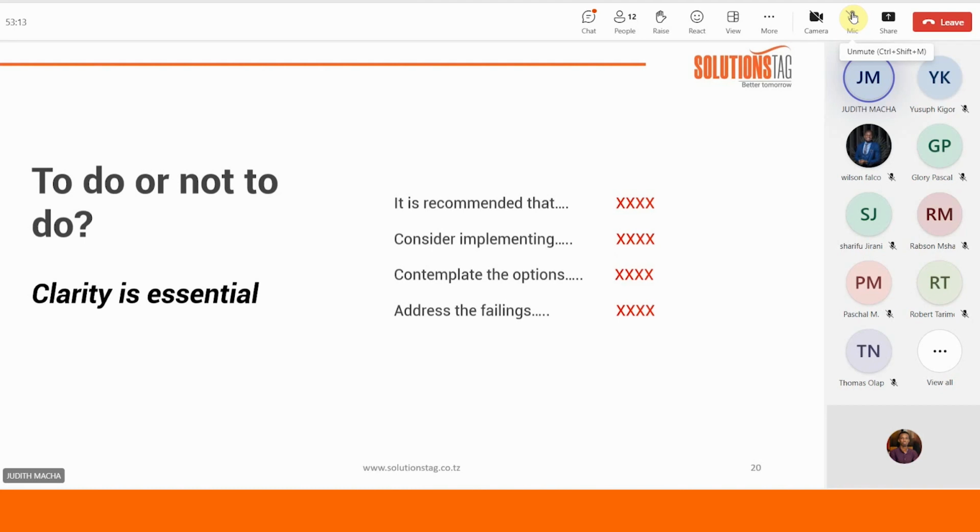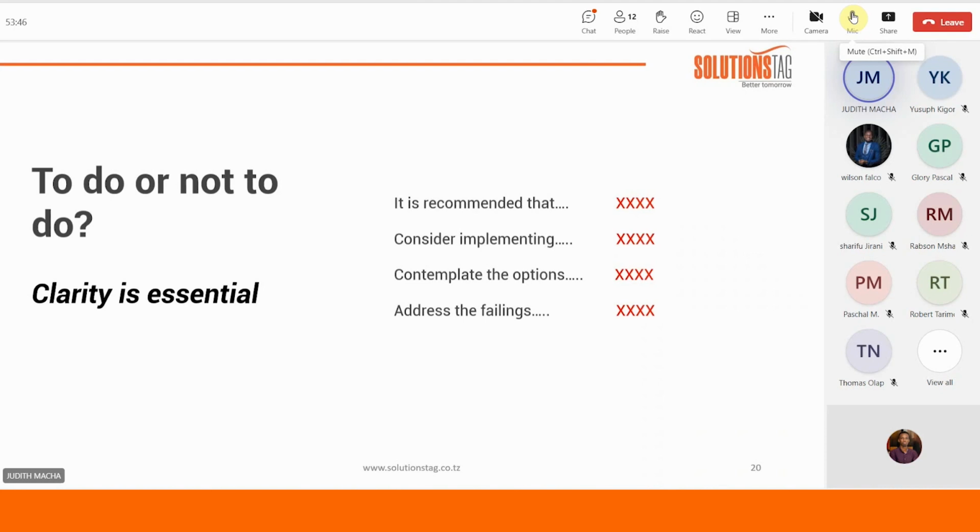So with that, you have a number of things to do or not to do. You find statements like: it is recommended that you apply this and this, consider implementing this and this, contemplate the option of this and this, or address the failing of this and this. If you are an assessor producing a report for your client or for a responsible person in that area, then clarity is very essential. It's essential in that report in deciding what to do and not to do.